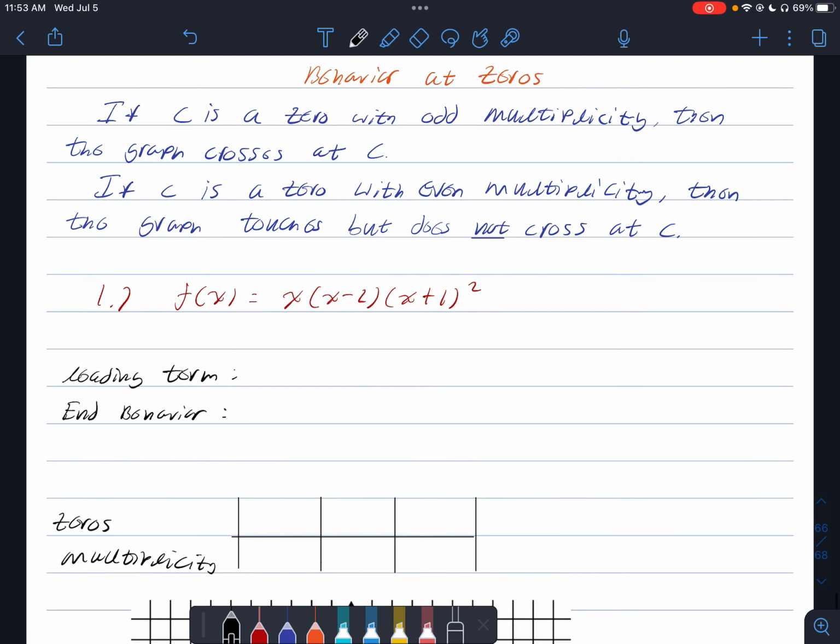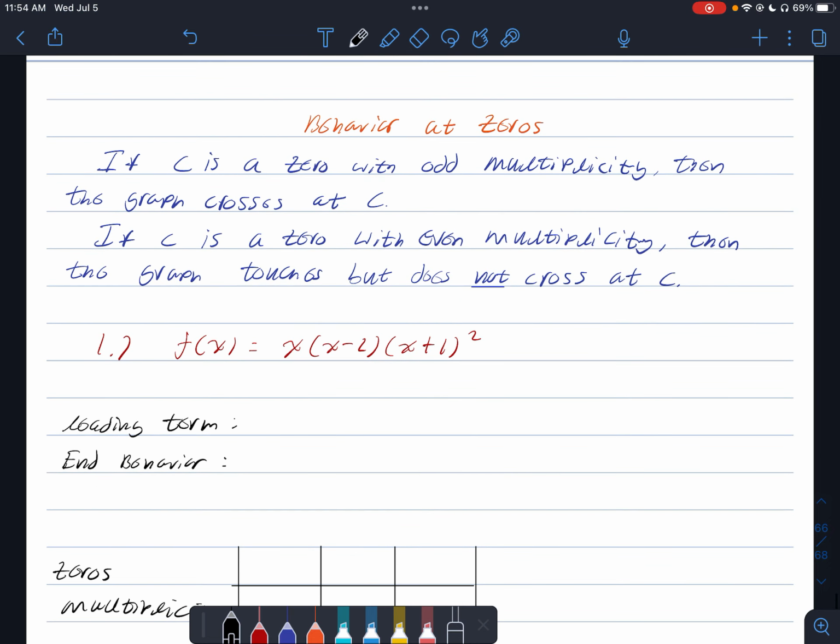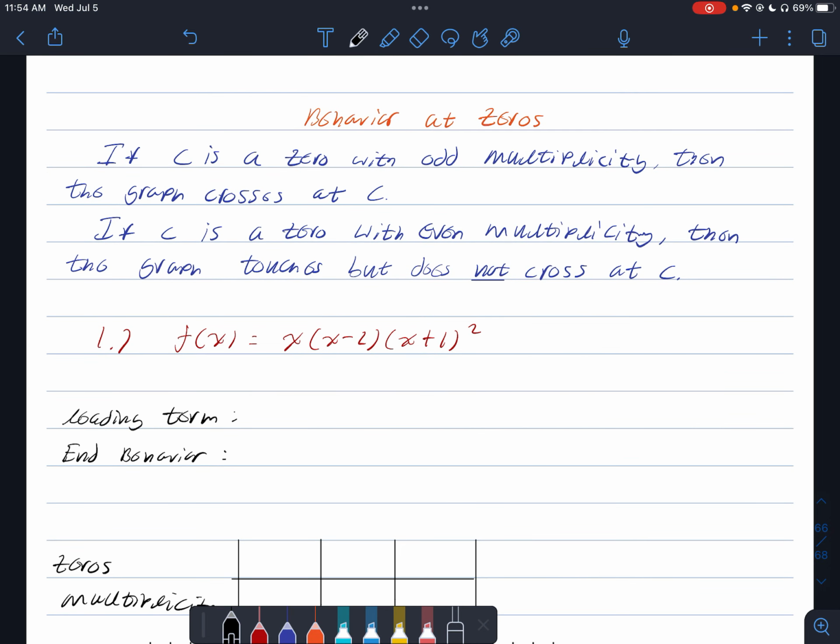Okay, so we're going to do a couple examples here in a minute, so I can show you what this looks like. But we know that the trace of the graph, if we're drawing out the graph, it's going to cross at c. And if c is a 0 with even multiplicity, then the graph touches the x-axis but does not cross at that 0, c. Okay, so it touches but does not cross. That's if it has even multiplicity.